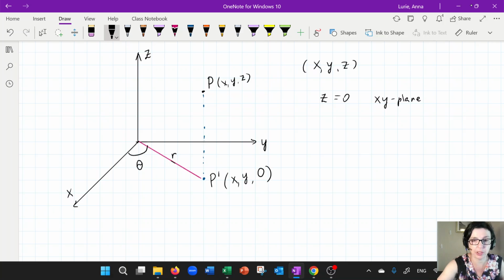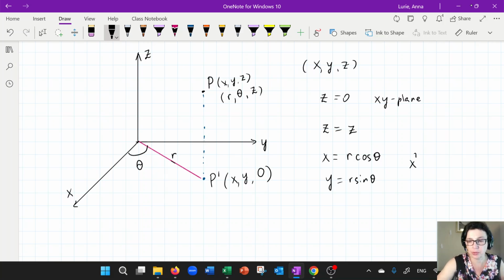So the coordinates of this point P are now going to be, instead of x and y, r and theta, let's just say, and z will stay the same. So it'll be r, theta, z. Okay, so that's the story about cylindrical coordinates. So z stays the same, z is z. But x is just like with polar, it's going to be r cosine theta, and y will be r sine theta. And then also x squared plus y squared, which you should know, the same thing as in polar, will be r squared.